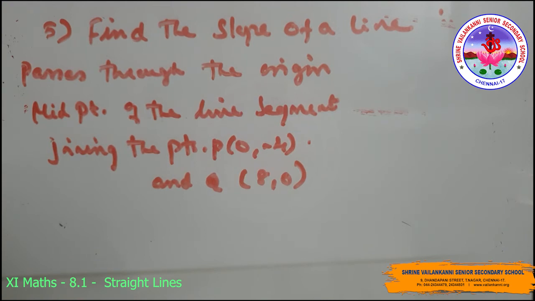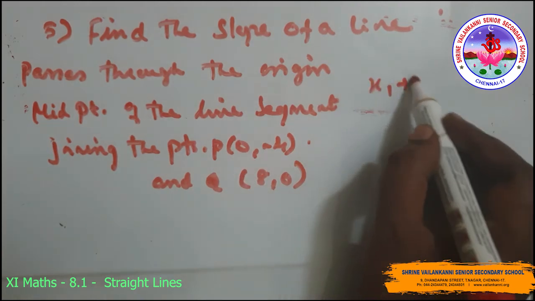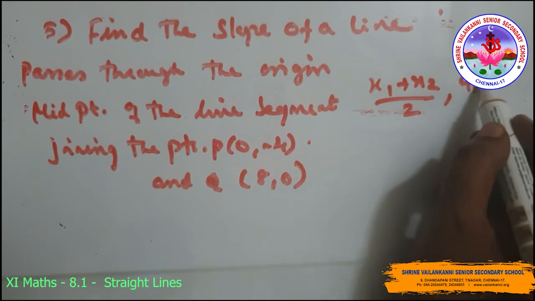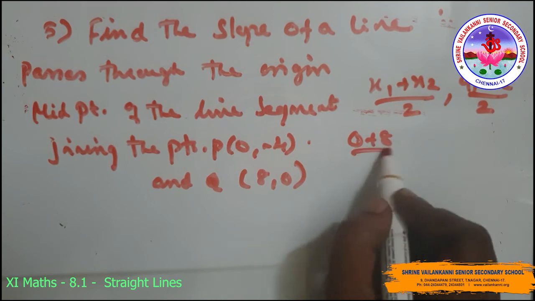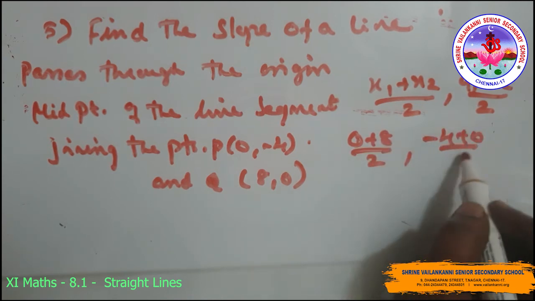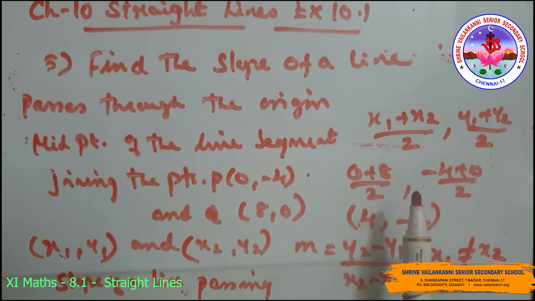Fifth question, find the slope of a line which passes through the origin and the midpoint of the line segment joining the points P (0, -4) and Q (8, 0). The coordinates of the midpoint of the line segment joining these 2 points are, using the formula, (x1 + x2)/2 and (y1 + y2)/2. So (0 + 8)/2 and (-4 + 0)/2. 0 plus 8 by 2 is 4 and -4 by 2 is -2.